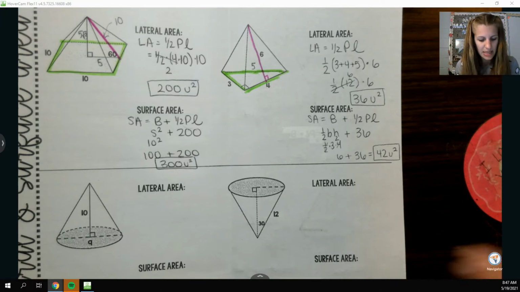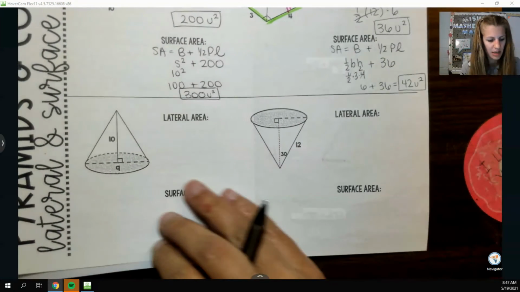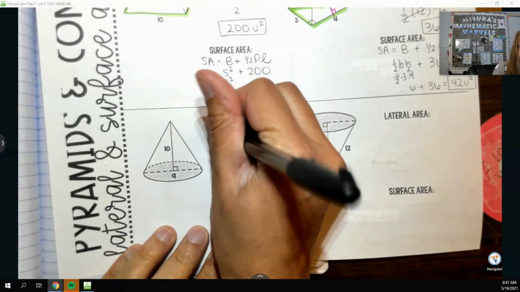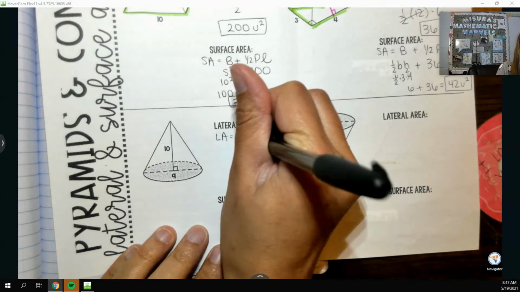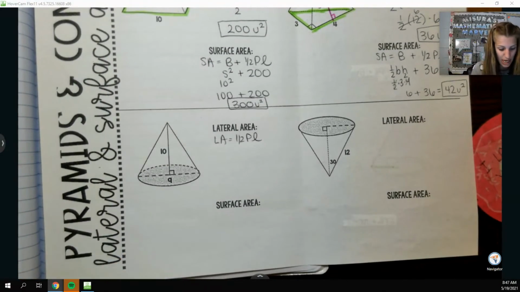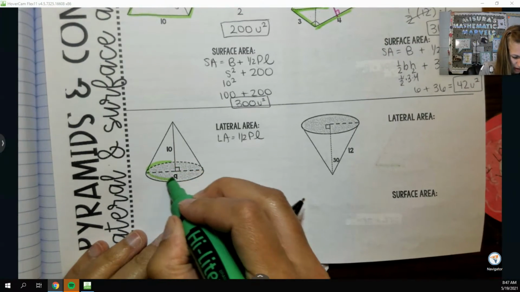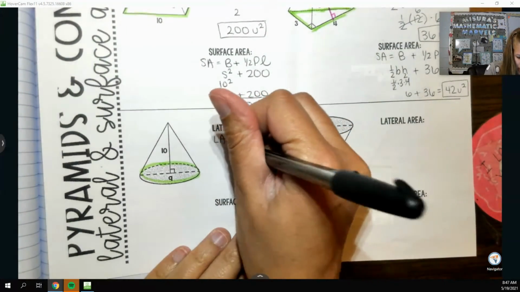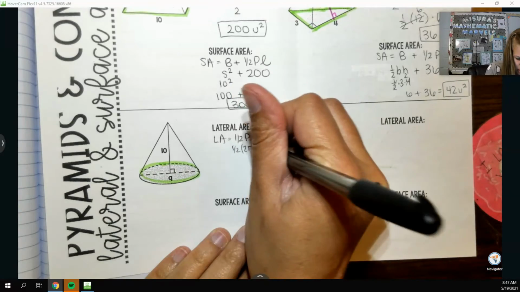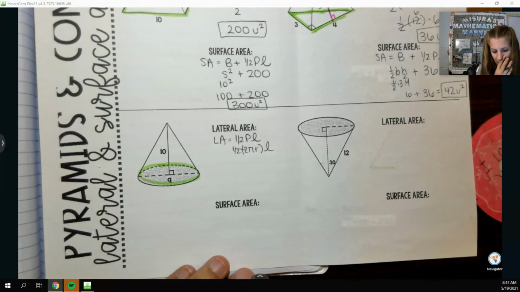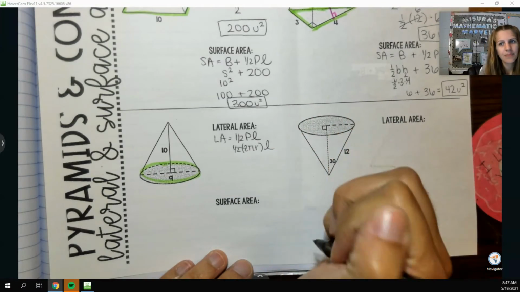Alrighty, let's move on to this one here. So finding the lateral area, we're going to do half PL. However, because the base shape is a circle, and finding the perimeter of a circle is really circumference, or 2 pi r, what happens is the half and 2 go away, so we're really just going to have to do pi r L.